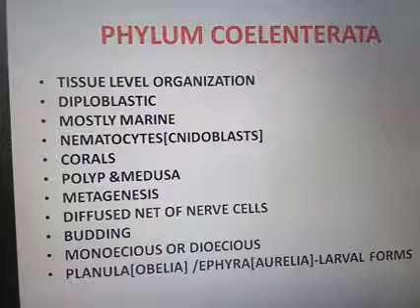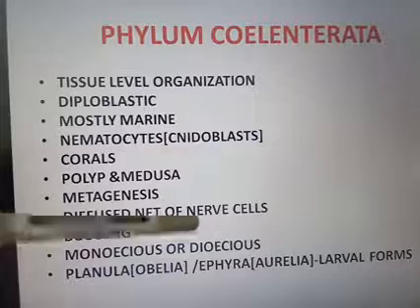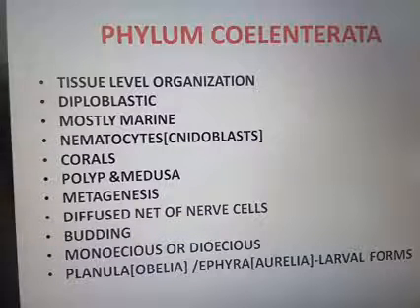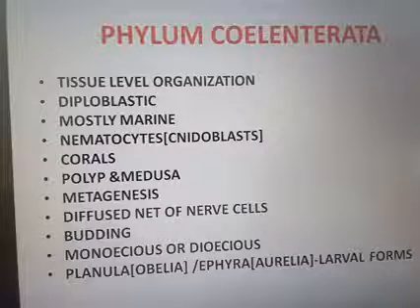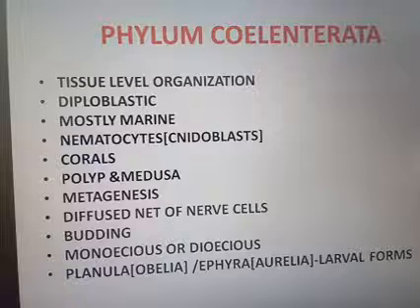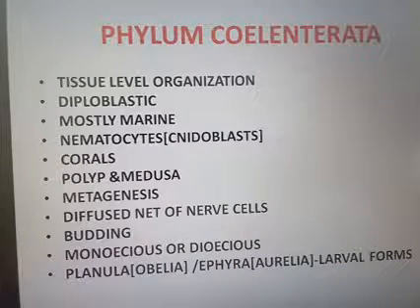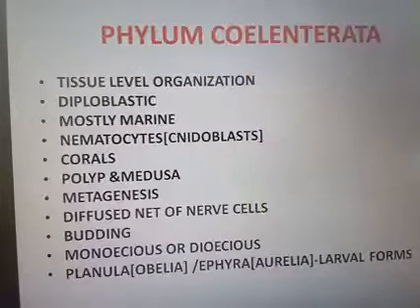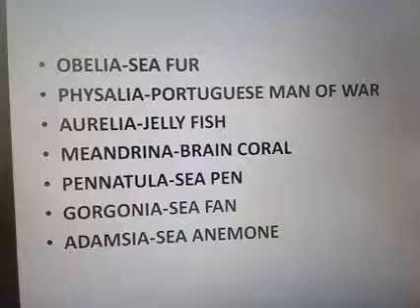The organisms are monoecious or dioecious. Monoecious means mono, single: the organism contains both sexes, and dioecious means they are separated. Examples for the phylum Coelenterata: planula is the larval stage of the organism Obelia, and Aurelia is another example for Coelenterata. Aurelia has the larval form Ephyra. Planula and Ephyra are the larval forms.